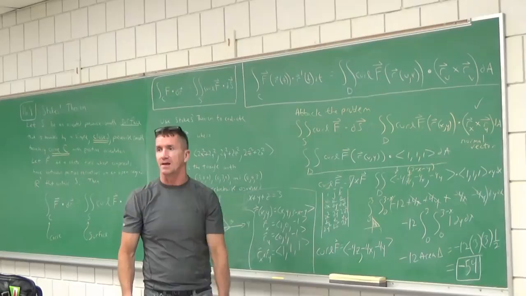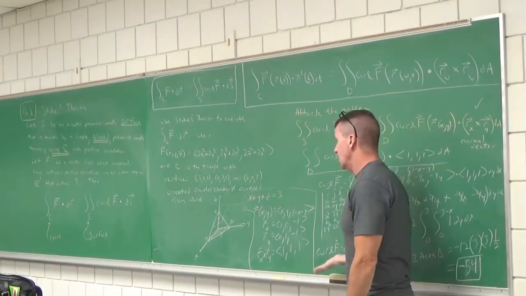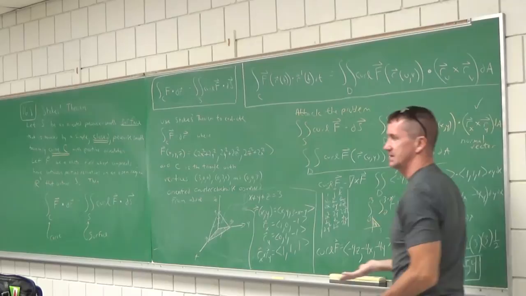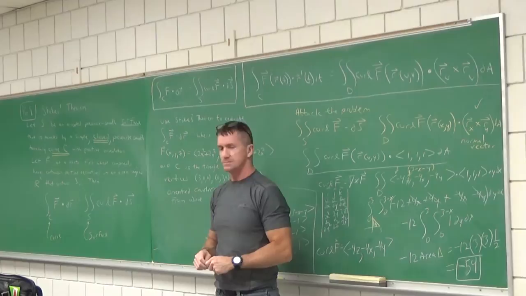We used Stokes' theorem to do it because, although it may seem like a lot at the start, once we found the curl and this easy normal vector, it was not bad at all. It was way better than doing 3 separate line integrals, which might have taken 3 times the amount of work I have up here. Does that make sense? Any questions on this? All right, let's do another one.